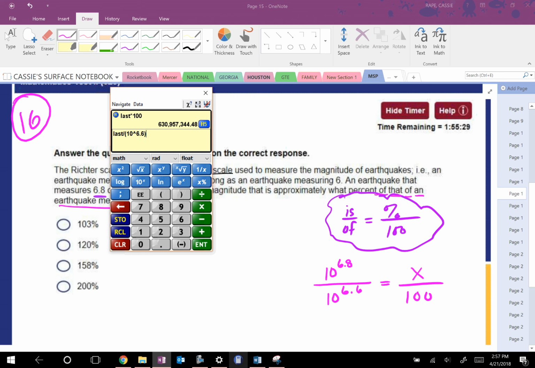Okay, just a second ago, I must have typed something incorrectly because when I did it the second time, I'm getting a number, 158.489, okay? So it's roughly 158% larger.